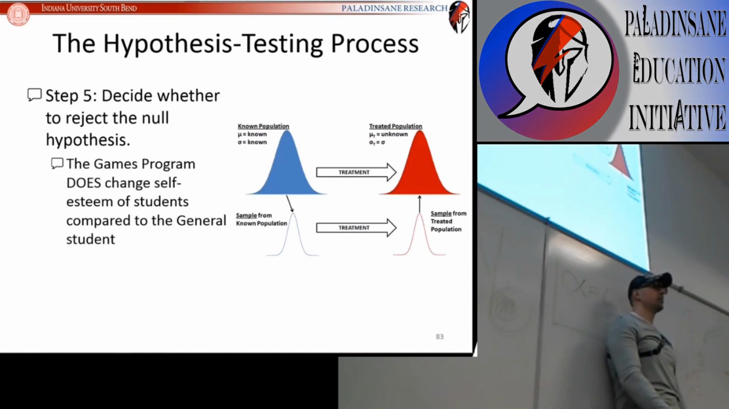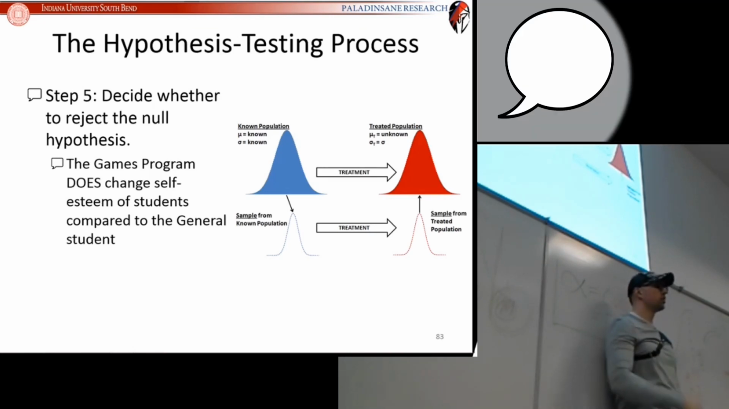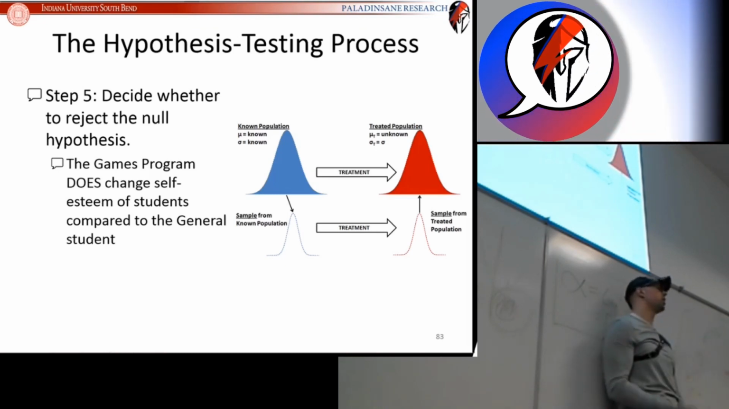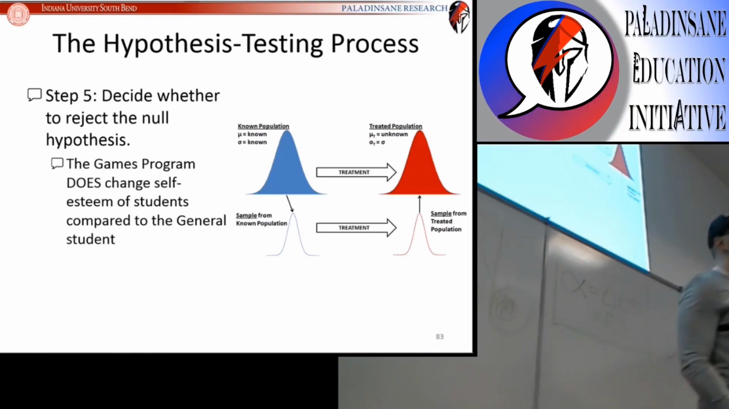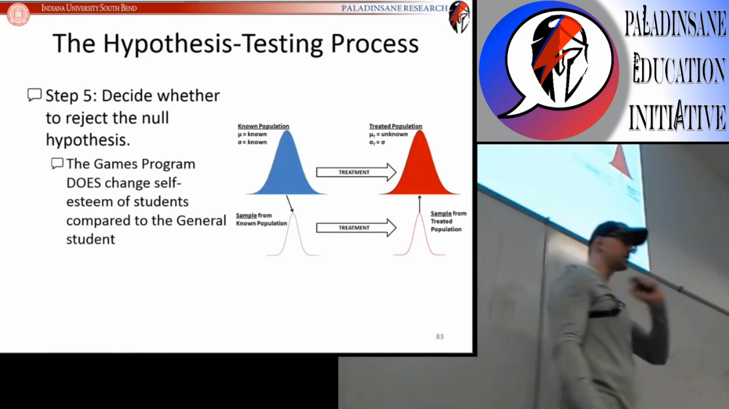America and basically say, "If you would like to increase the self-esteem of your students, we have a program, and it will work for your students because they're part of that population." And that's the power of psychology. All right, so that's the hypothesis testing procedure.